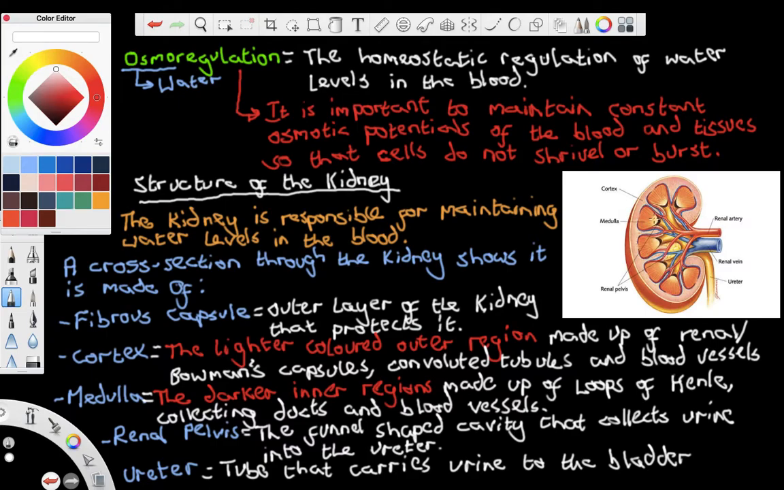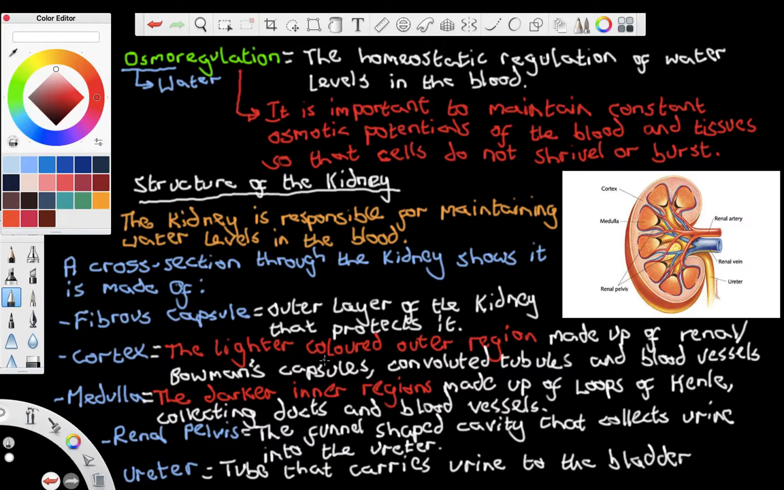Now, at A level, you can be given a blank diagram like this and asked to label the cortex and the medulla. You can also be given a stained microscope picture or micrograph and asked to label the cortex and the medulla from that. The cortex will always be light in colour, whereas the medulla will always be darker in colour. That is why I've put those in red.